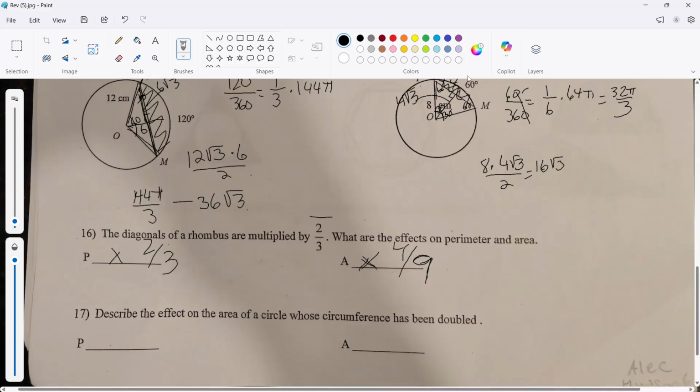Describe the effect on an area, so that's a squared thing. Area is the linear squared, whose circumference has been doubled. Circumference is a linear measure, so if it's times 2, the area equals times 4.